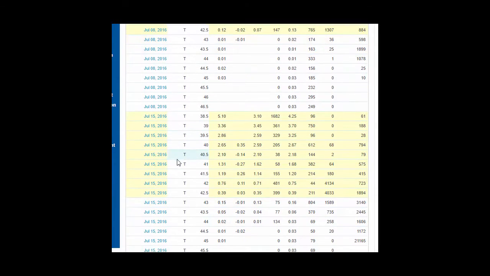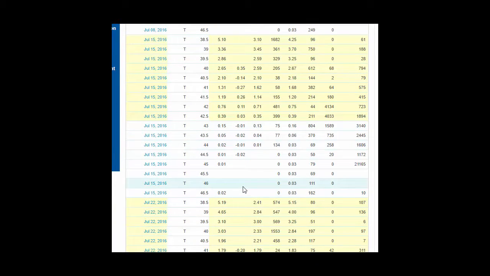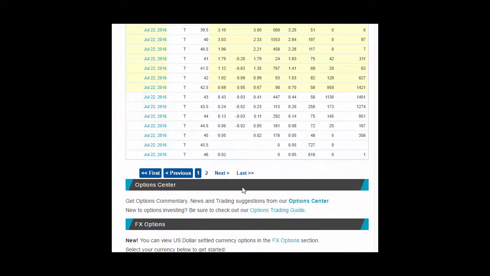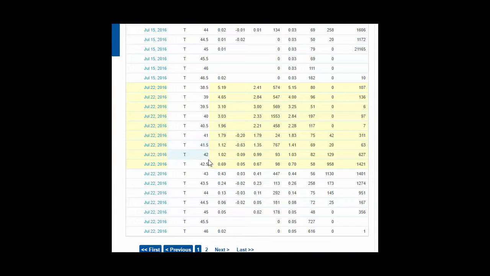If you go down to the next week, you can see that some of these are in the money. Anything that's between 38.50 and 42 again is in the money. And then you go on to the next week and so forth. Same idea. 38.50 to 42.50 is in the money. The rest aren't.